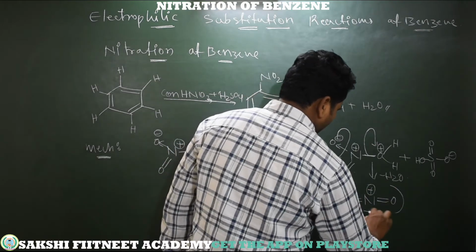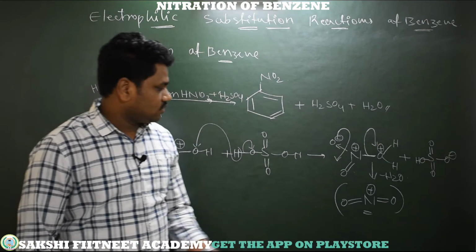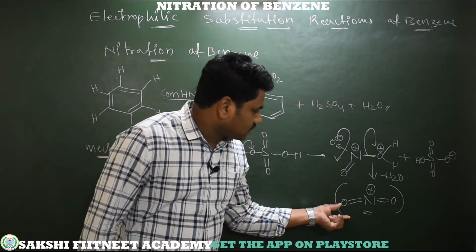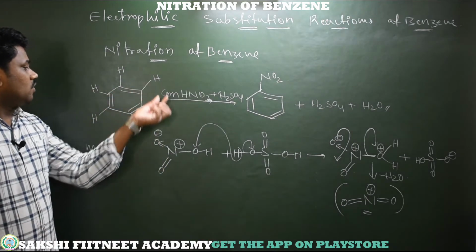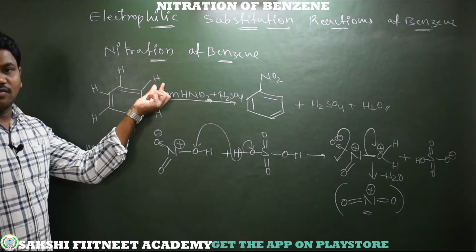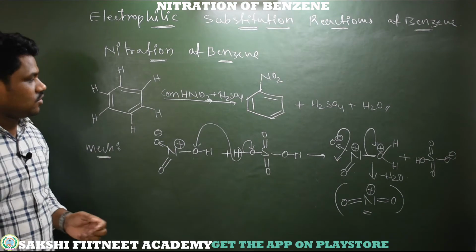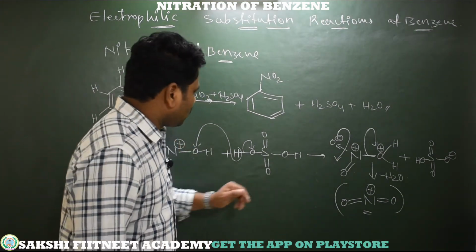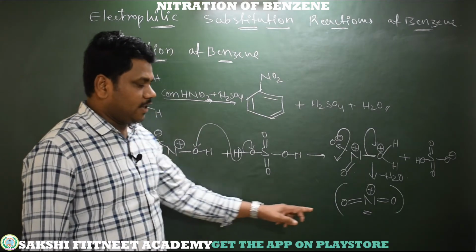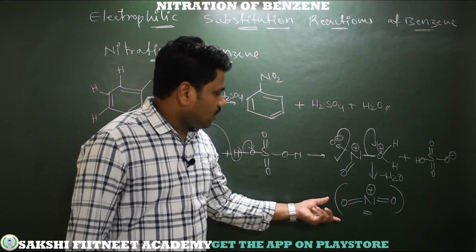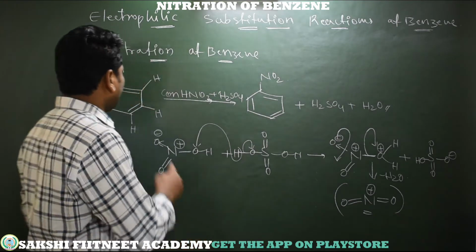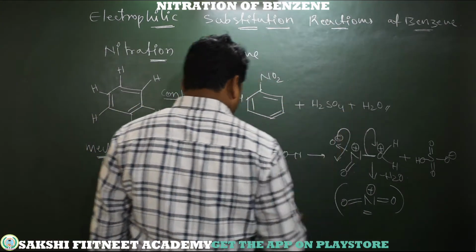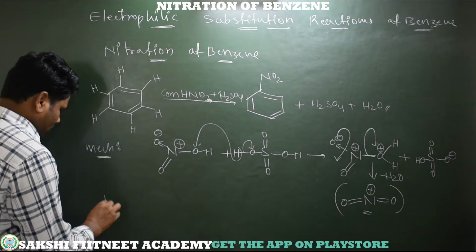This is the electrophile, the nitronium ion, NO2 plus. I am taking this electrophile and substituting it at one of these 6 hydrogen positions. Now what about the substitution mechanism, that we will discuss here. So this is the common generation of the electrophile. Now I am taking this electrophile and substituting it on a benzene ring. Here I am writing the mechanism. So this is a benzene ring.